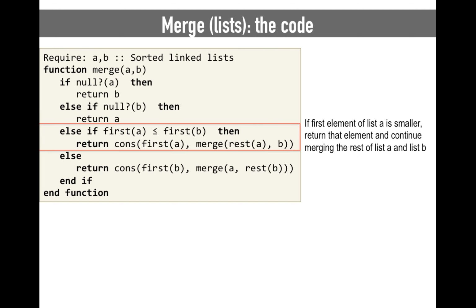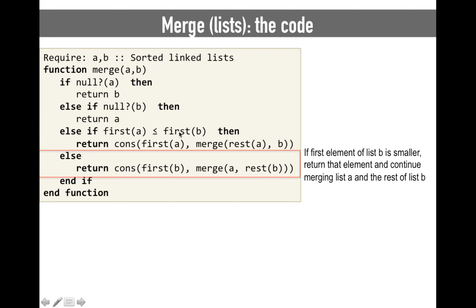And then we have the comparison. If they are not empty, we have to compare the first element of list A with the first element of list B. If A is lower than or equal to the first element of B, we are going to construct a list that has as a first element the smallest one, and then we have to merge again the remaining list, whatever is remaining from A after we extract the first element, and B. So here we have a recursive call.